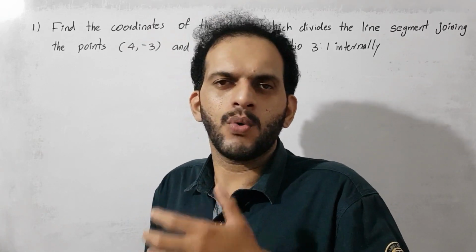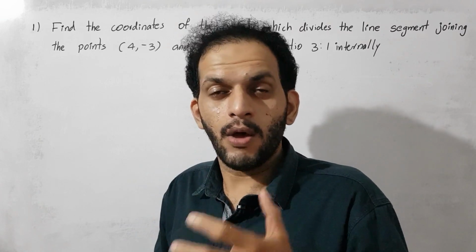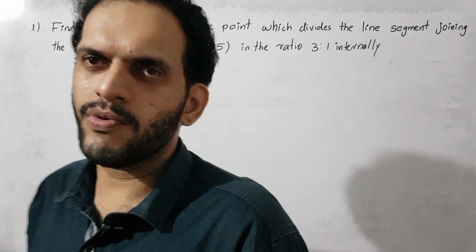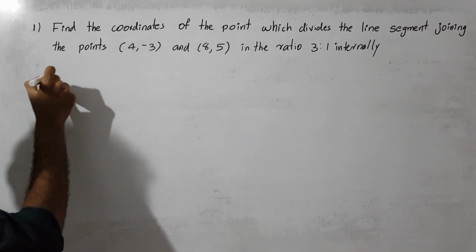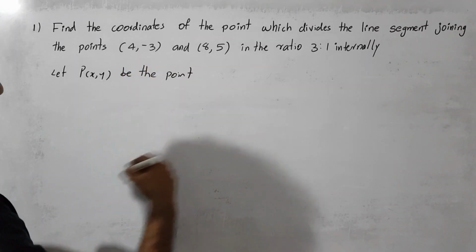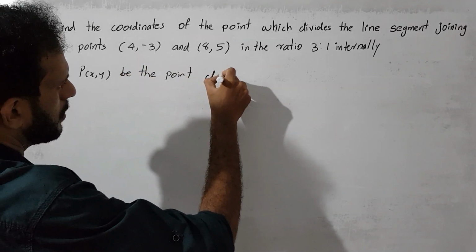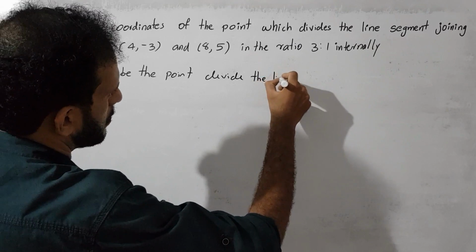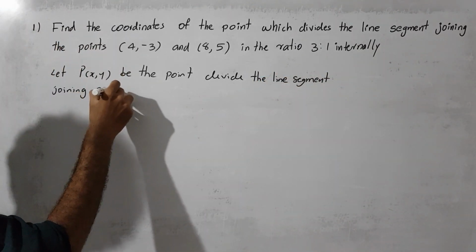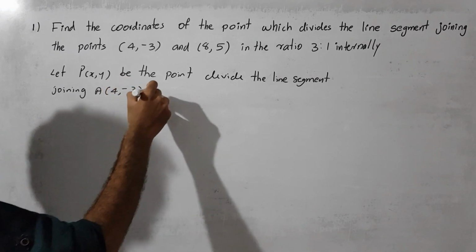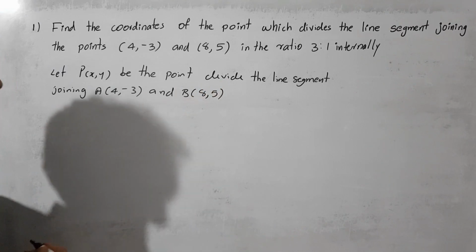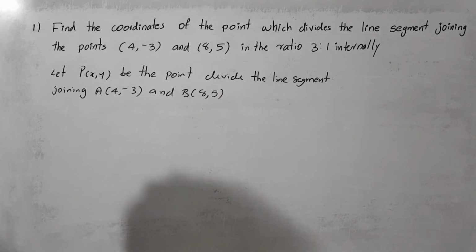Okay, then the question asks to find the value of x and y. It's a direct application, so we start like this. Let P(x, y) be the point dividing the line segment joining A(4, -3) and B(8, 5).